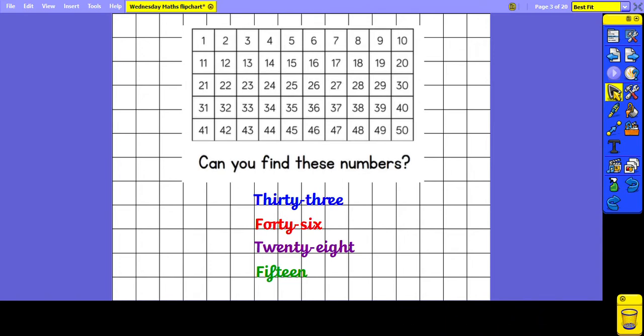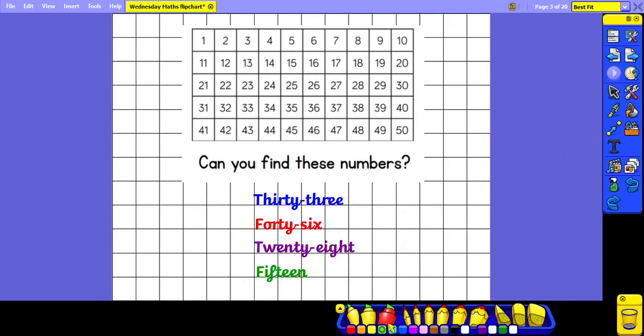And now we have got a number square with numbers from 1 all the way to 50. And the question says, can you find these numbers? And we have got some numbers written as words. So the first one says 33. Now remember, 33 is represented as a 3 and another 3. So that one is here.